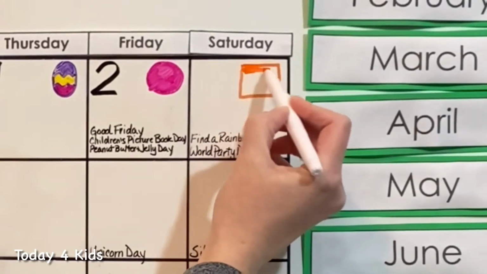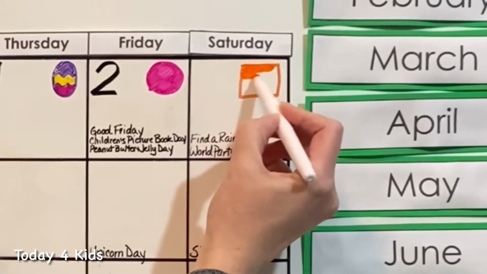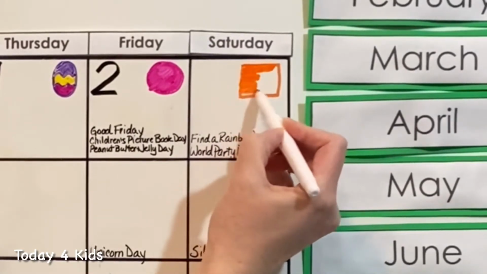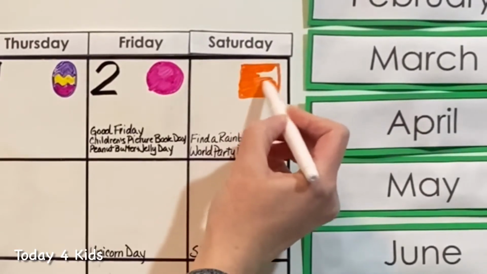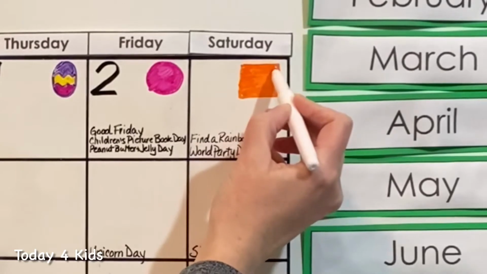And it's okay if your square isn't perfect. Sometimes it might look like a rectangle or it might have round corners. That's all okay because we're just practicing. The more you practice, the better you'll get.